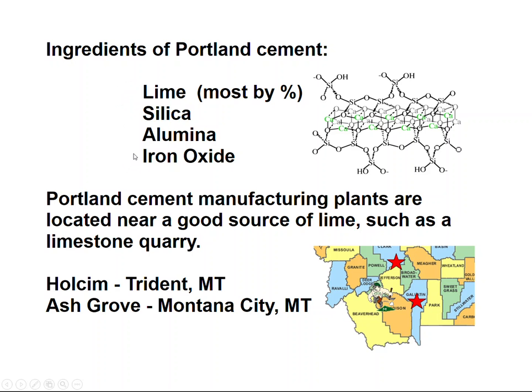We do have cement manufacturing plants located nearby. We've got the Trident plant over by Three Forks in Gallatin County, and we have the Ash Grove plant up just before Helena, up there in Montana City. And the reason they're located there, again, is because of the local geology. There's extremely good sources of limestone in this part of Montana. You know, if you've ever gone to the Lewis and Clark Caverns, that's the effect of water acting on a limestone substrate.